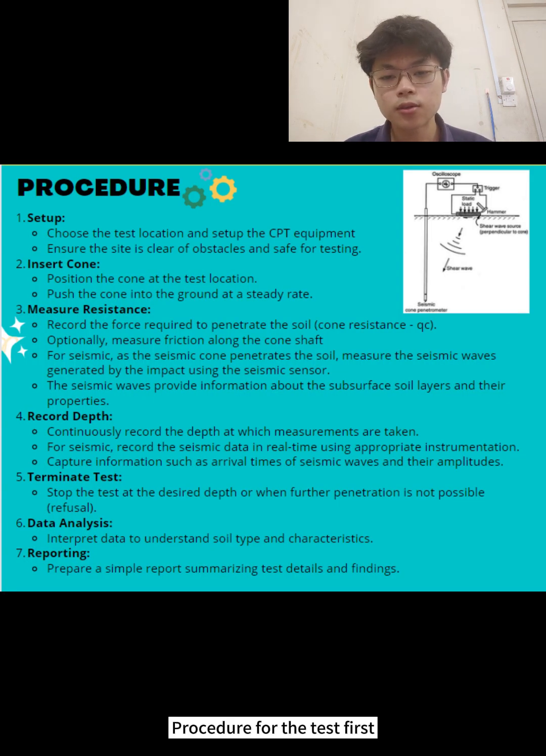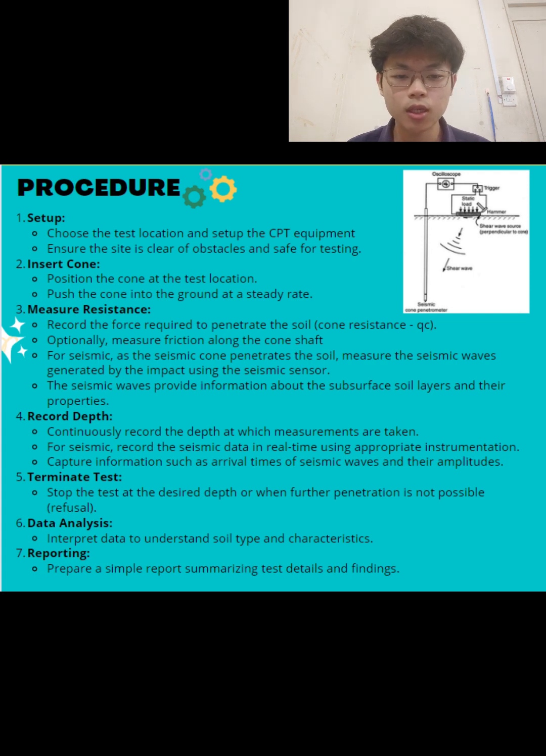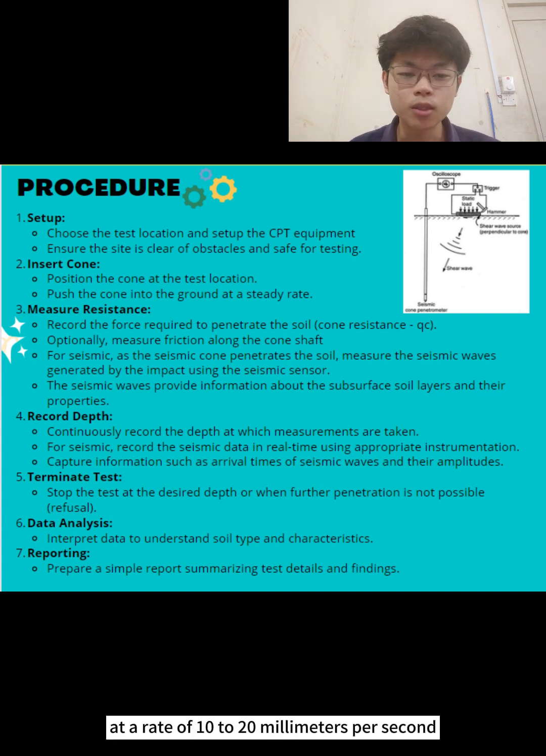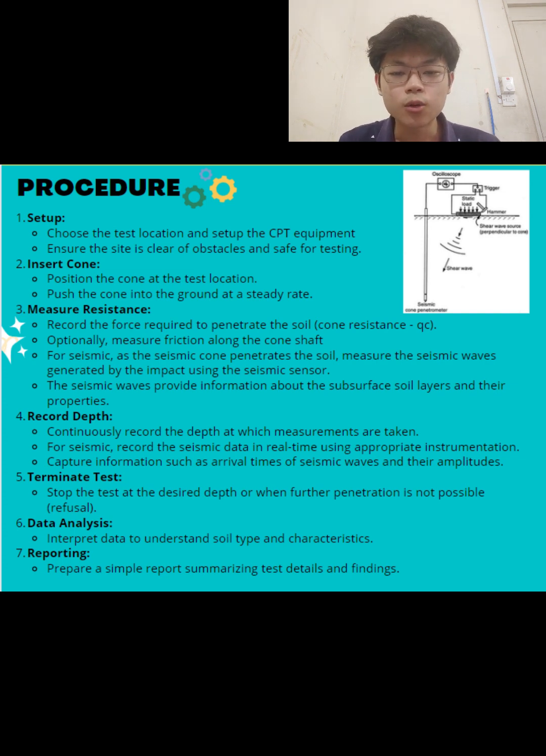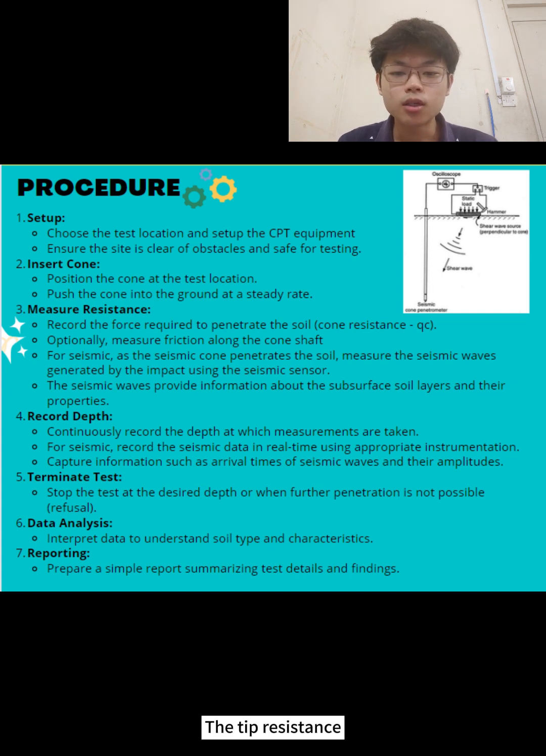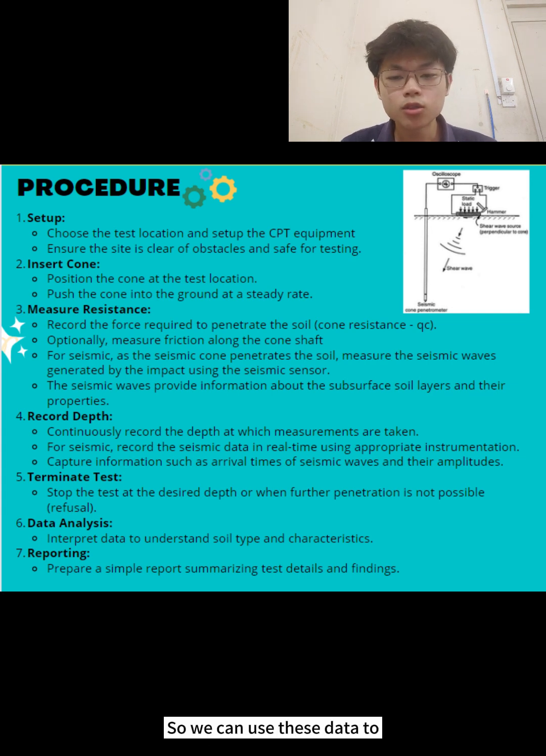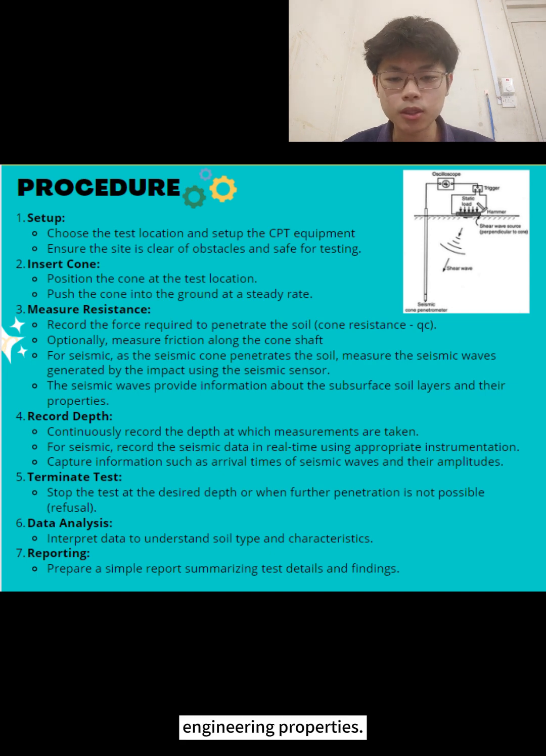Procedure for the test: first, choose the test location and set up the CPT equipment, which is the truck and the probe. The cone is pushed to penetrate the soil layers at a rate of 10 to 20 mm per second until the desired depth or until the refusal point, which is when further penetration is not possible. The tip resistance, side friction, and pore pressure are recorded continuously in the computer. So we can use this data to understand the soil behavior type and their engineering properties.